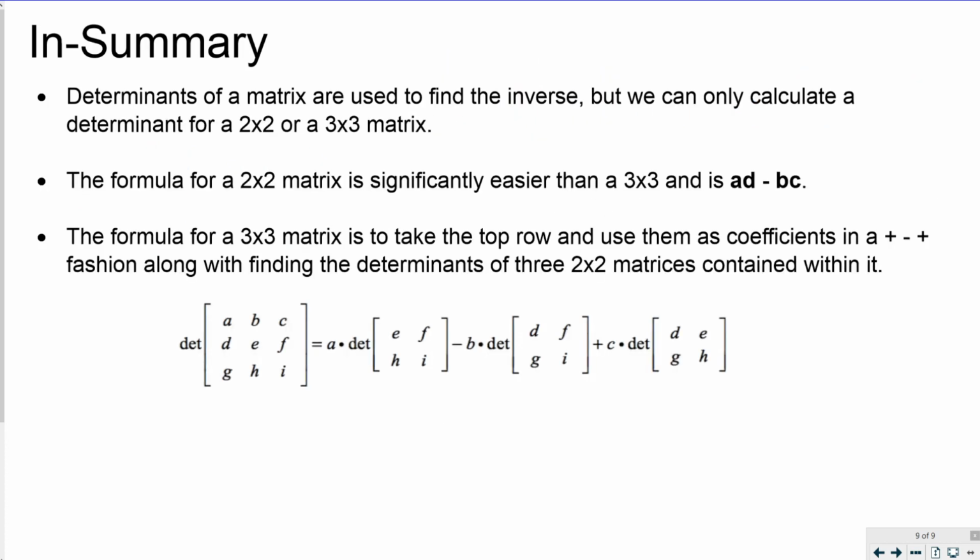And that's it, guys. In summary, determinants of a matrix are just used to find the inverse. But right now, all we can really do is calculate the determinant for a 2x2 or a 3x3 matrix. Remember that the formula for a 2x2 matrix is significantly easier than a 3x3. The formula for a 2x2 matrix is AD take away BC. And the formula for a 3x3 matrix is to take the top row and use them as coefficients in a plus minus plus fashion. And then you have to find the determinant of three 2x2 matrices contained within it.